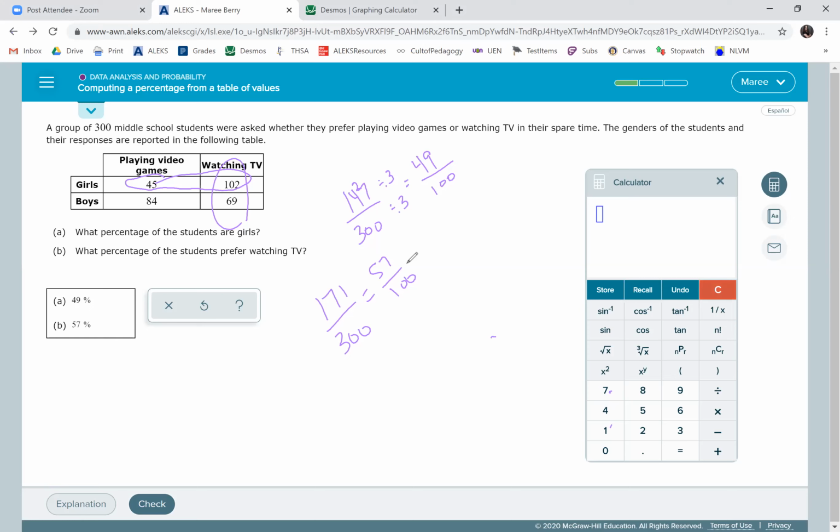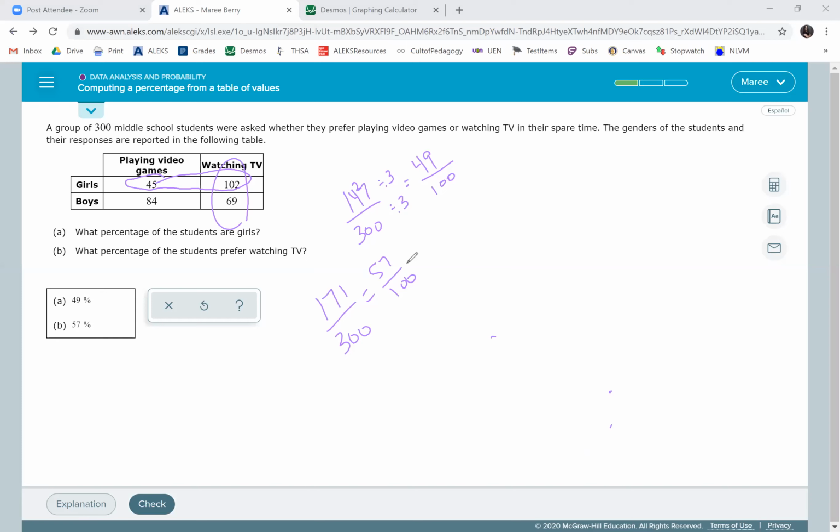You could, like I said before, just do 171 divided by 300. That gives you the 0.57 or 57 hundredths, which is percent. So if you times it by 100, it'll give it to you in the percent form, which is 57.